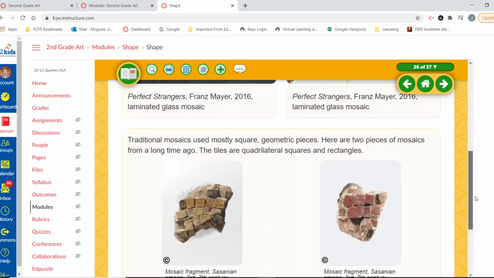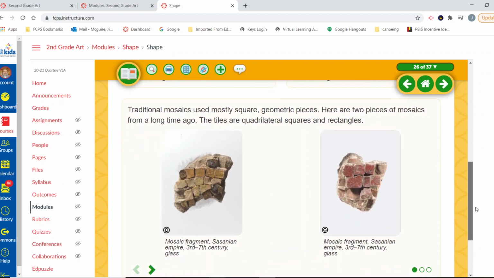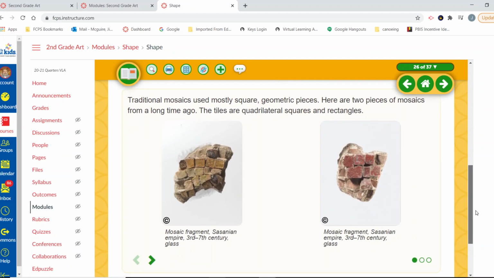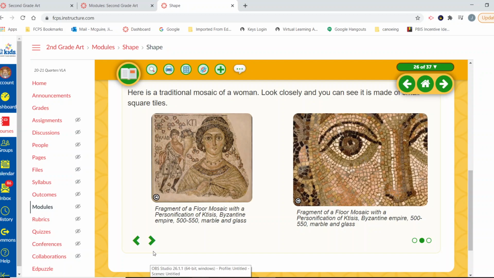Traditional mosaics use mostly square and geometric pieces. Here are two pieces of mosaics from a long time ago. The tiles are quadrilateral, squares, and rectangles. Quadrilateral and at four sides. Here's a traditional mosaic of a woman. Look closely. You can see it's made of all these little square tiles. All these little squares.